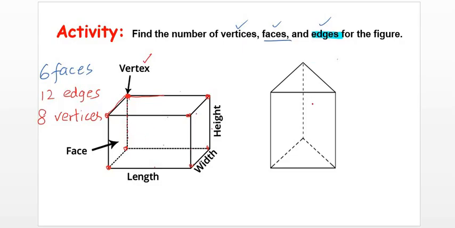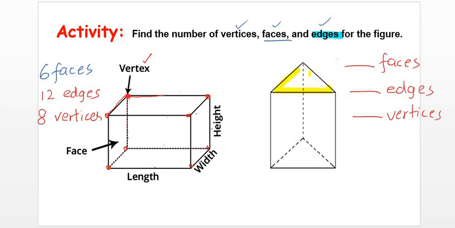Okay, now let's discuss this one. How many faces does it have? How many edges does it have? And how many vertices does it have? So let's find out. Let's count. It has one triangular face here on the top and one triangular face here in the bottom. The rest of the three faces are rectangles. So total it has 5 faces, right? 2 triangular faces and 3 rectangular faces.